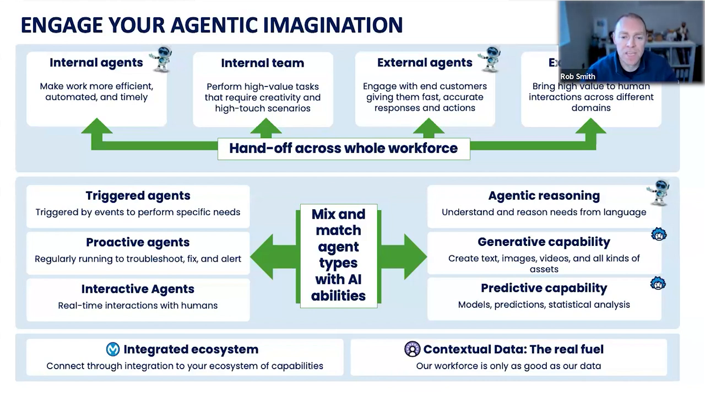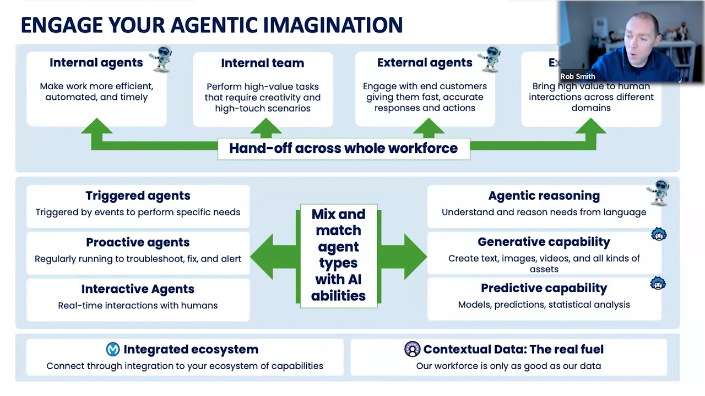use cases. If we move to the left of the middle box, we've got triggered, proactive, and interactive agents. Interactive ones are the chat, as you might think of now. Proactive agents are ones that run regularly and are just looking for things to fix or make better or alert or whatever. And then triggered agents are ones that respond to a particular event or something that's happened. So there's lots of fuel in there in terms of use cases for those different types of agent.